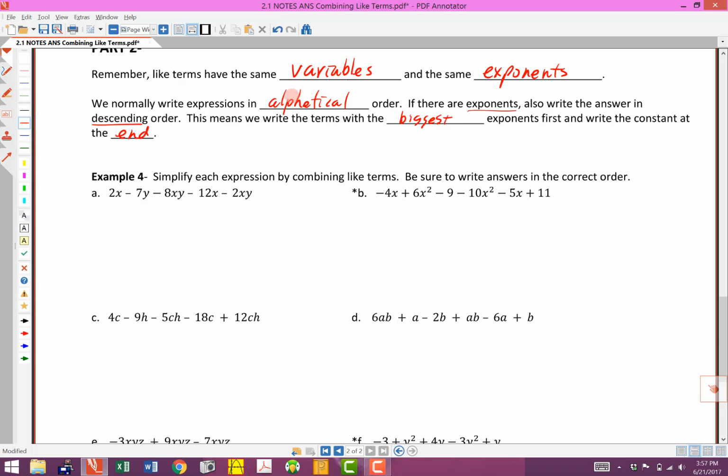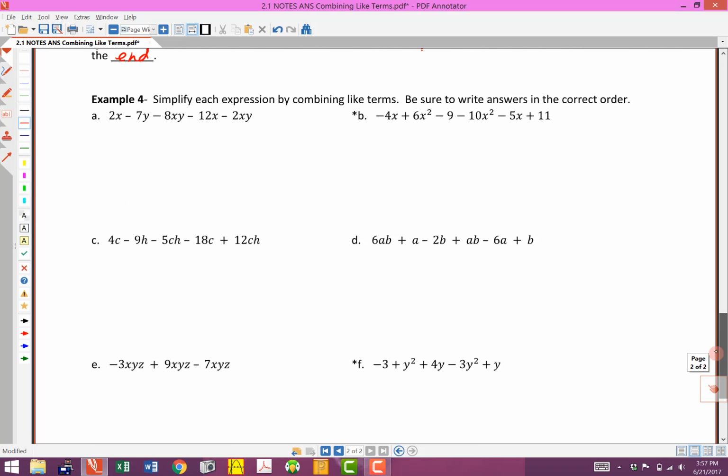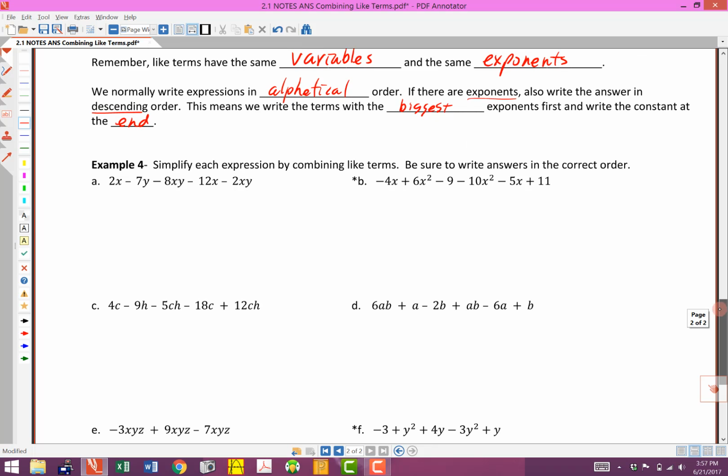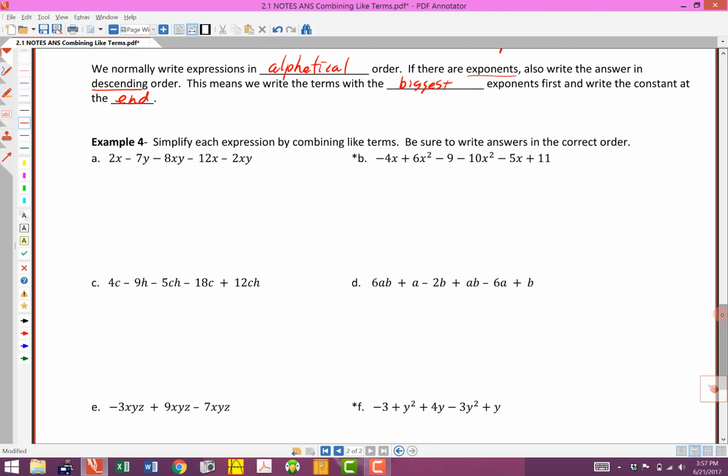Now let's take a look at a few more examples. I think we've got about 6 examples here. I've got an asterisk by a few of them, so we'll take a good look at those. But let's run through and do this one right here.